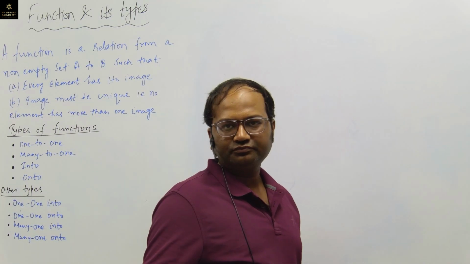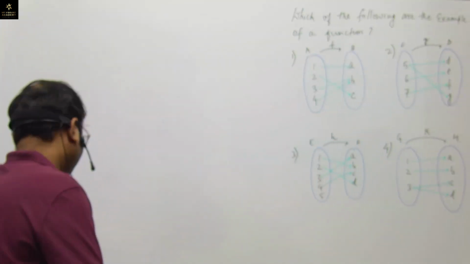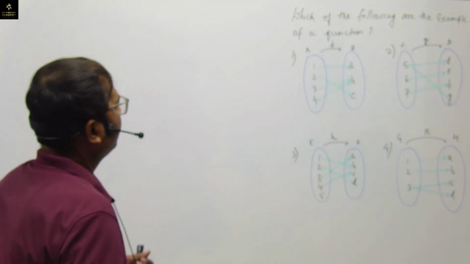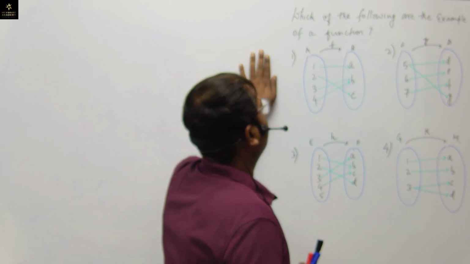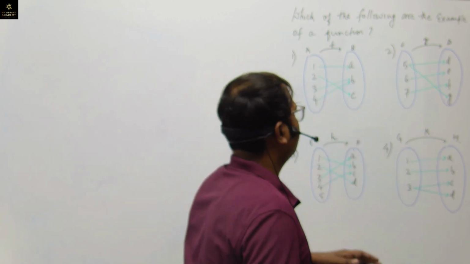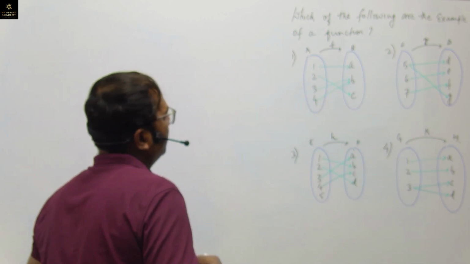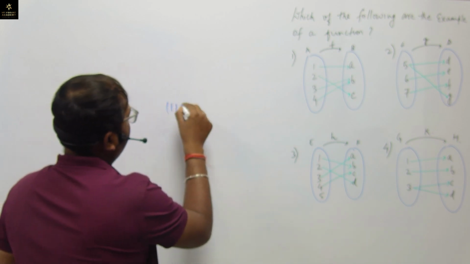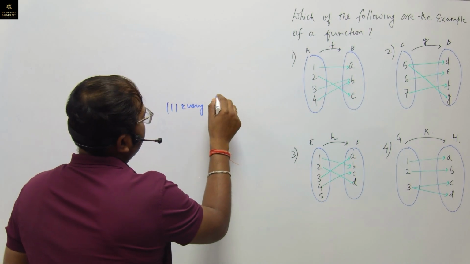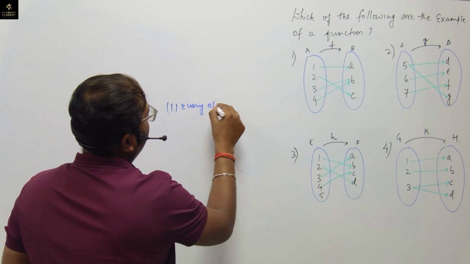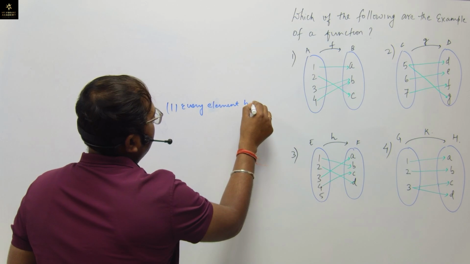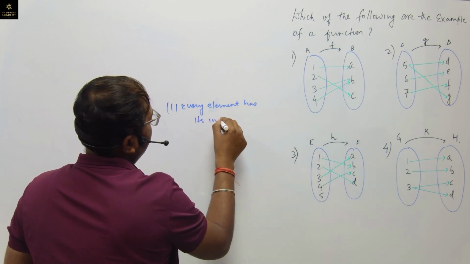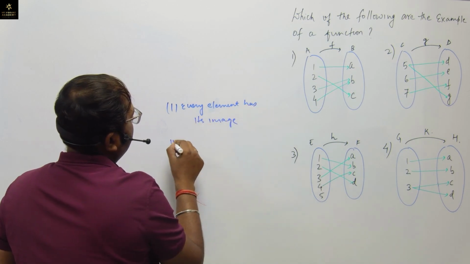So which of the following are the example of function? Okay, so we have 4 examples. So let us check one by one. Let us apply the conditions. So the first condition is every element has its image. Secondly, image must be unique.